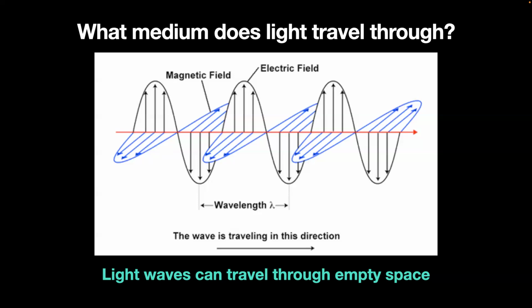Because these are fields, right? We have an electric field and a magnetic field. This means that light can travel basically through empty space. So light doesn't need a medium like those waves in the water or the air need.